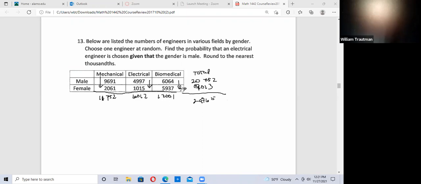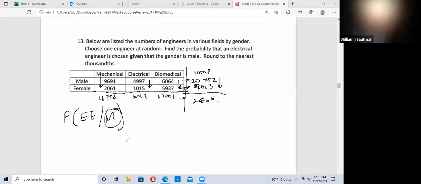These are the totals going down. These are the totals going across. If I add these this way, I should get 29765. Add these going down, I should get 29765 also. So now we can read the question. Find the probability that an electrical engineer is chosen given that the gender is male. We want a probability that an electrical engineer was chosen given that they're male.